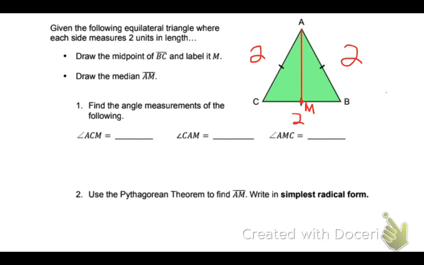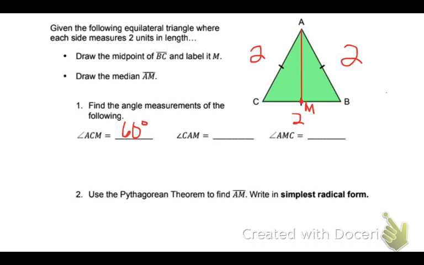So if we want to find the angle measurements of the following. Angle ACM. Angle ACM goes A, C, M. So we're talking about this angle measurement right here. Well, if it's an equilateral triangle, we know that all the angles in an equilateral triangle are equal, just like all the sides are equal. So all the measurements of triangle angles add up to be 180, so each one of them would be 60 degrees. So since ACM was one of the angles of the original triangle, then we know that it's 60 degrees.